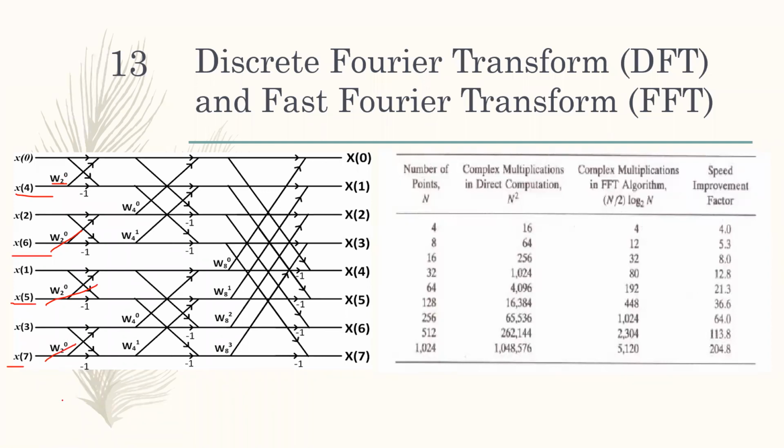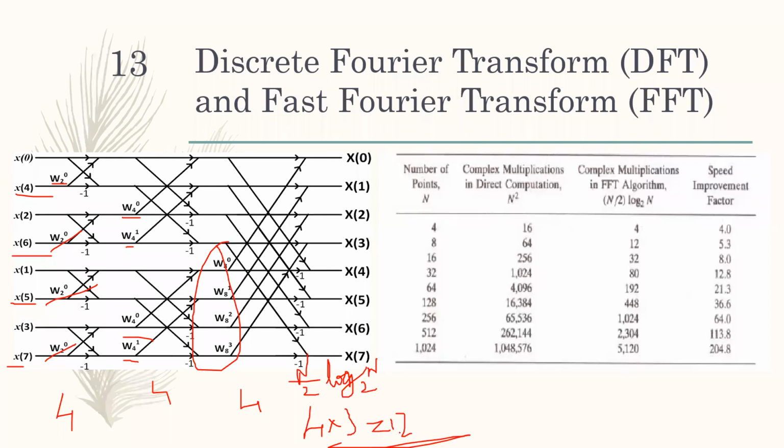So in one butterfly stage, in this case, I am having 4 multiplications. Then here I have 1, 2, 3, 4, 4 multiplications, and here also I am having 4 multiplications. So 4 multiplications, which is nothing but N by 2, and if I multiply it with the number of stages, I have 3 stages, so it is log of N to the base 2. In this case, it turns out to be 12. So that is how you are reducing the overall calculations.